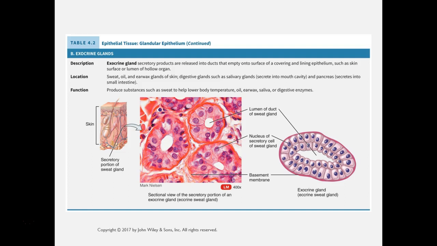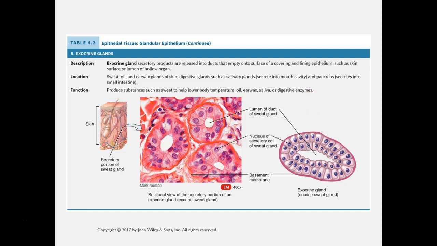Digestive glands, such as your salivary glands and your pancreas, are going to secrete into a lumen. They're going to secrete into the mouth, and the pancreas into the lumen of the small intestine. So here you can see some glandular epithelium, and in this case we're looking at a sweat gland, so it's going to secrete that product into the lumen of the sweat gland, and then that's going to all feed into a duct that will empty out onto the surface.